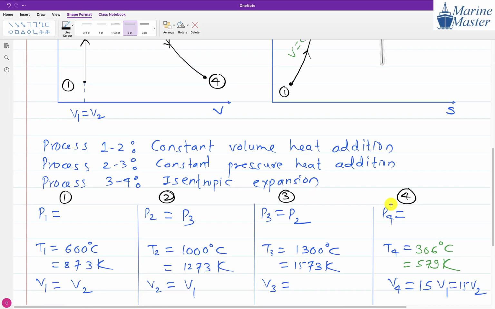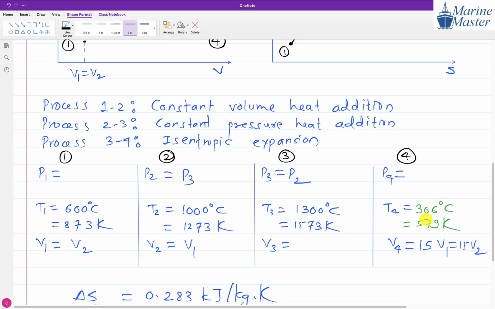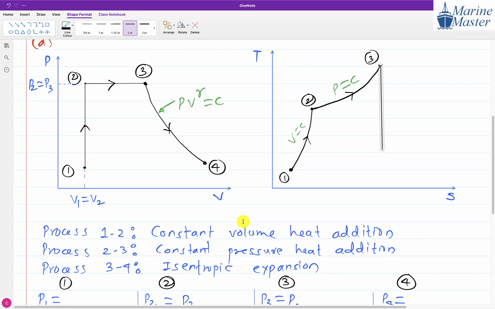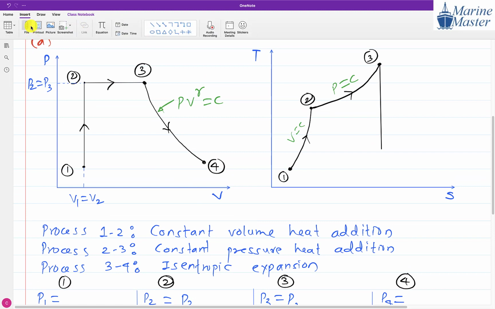And what is the temperature of point 4? Tell me. The temperature is 306. It is less compared to point 1. So what we are going to do? We are going to do some arrangement here. 306 is less as compared to point 1.